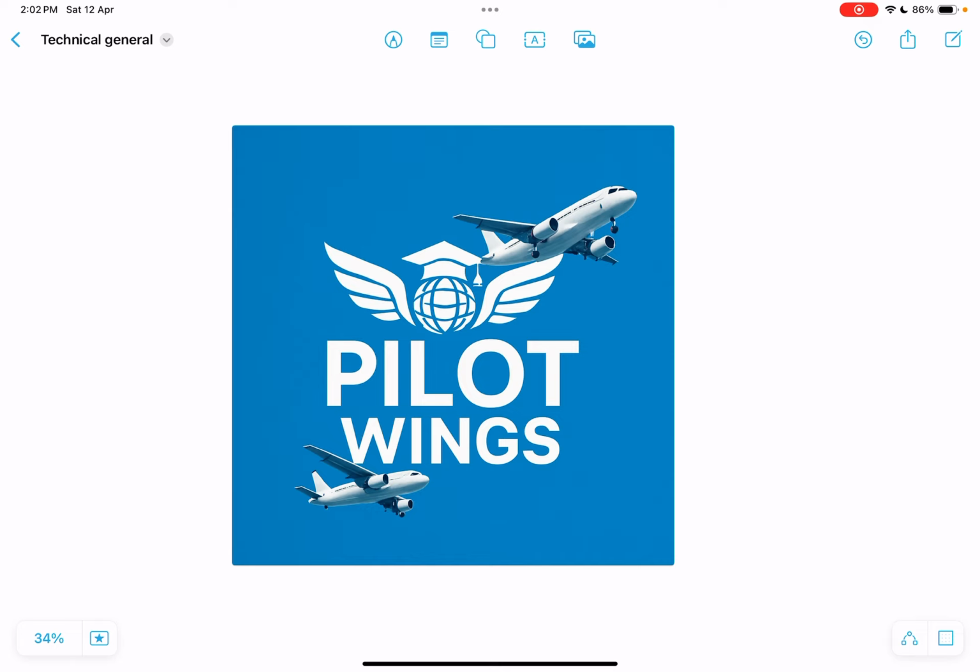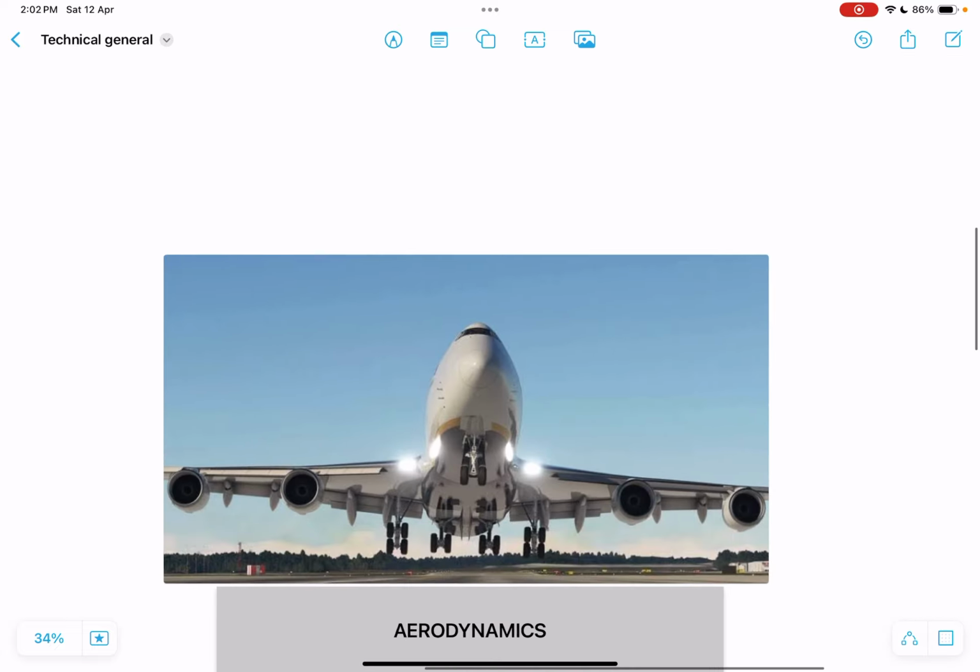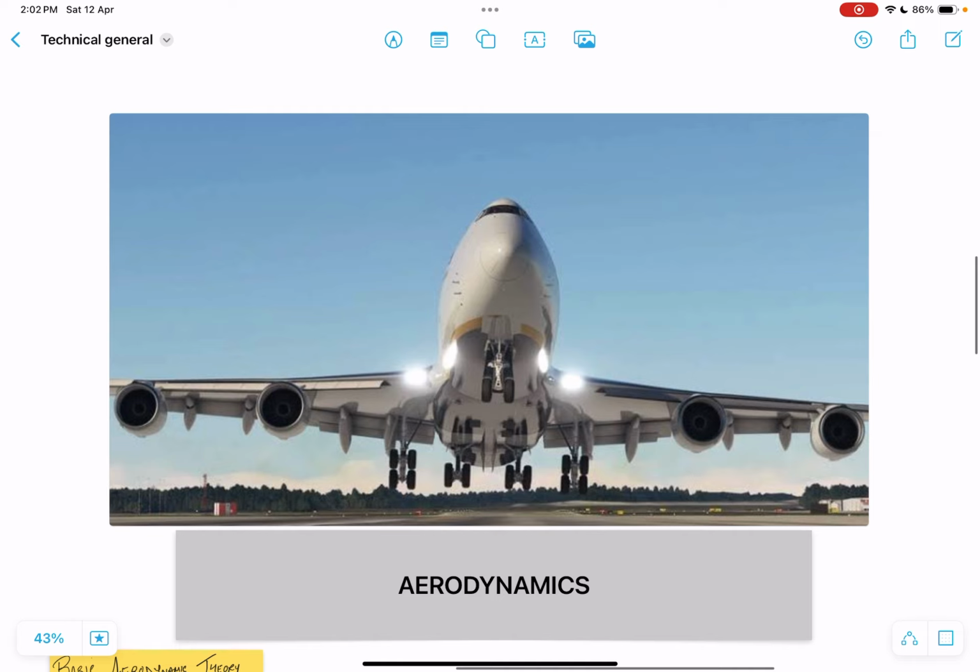For example, if you're giving for C172, DGCA is going to ask the majority of the questions from the Cessna POH, or the Cherokee POH, or Tecnam POH. So it depends. But in today's topic, what we'll be starting with will be aerodynamics.